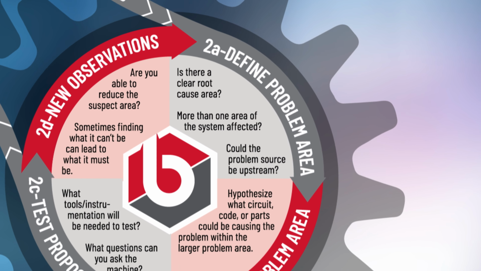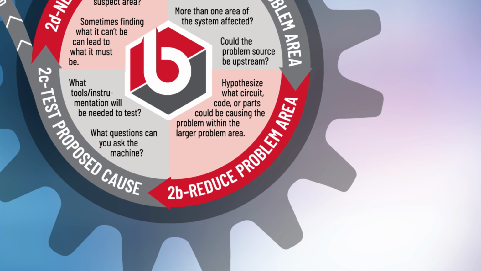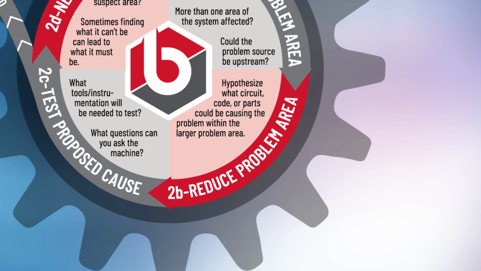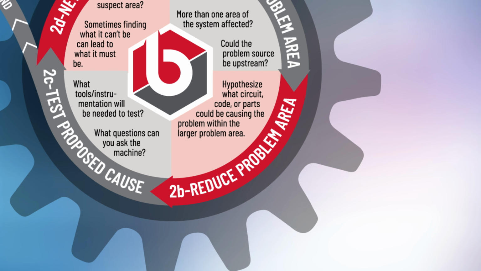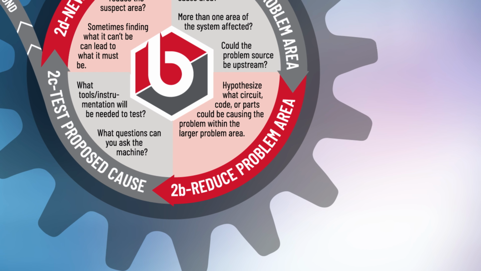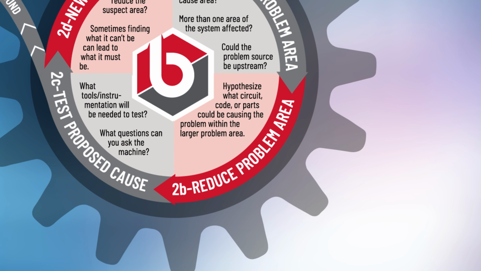Part 2b invites us to reduce the problem area. Using your knowledge and experience of the subject matter allows you to hypothesize. What assumptions or ideas do you have about what is wrong? Is there a particular circuit, code, or part that could be causing a problem within the larger problem area?